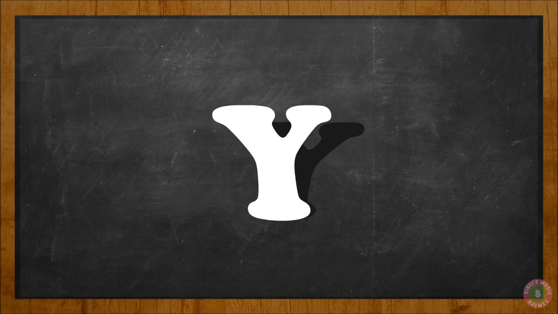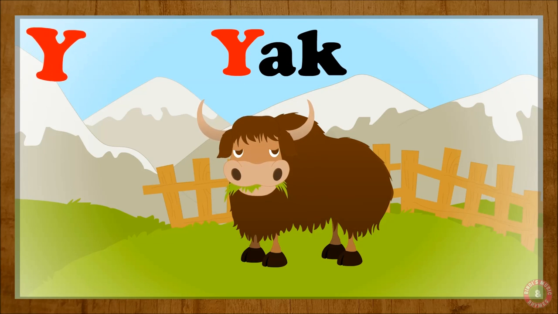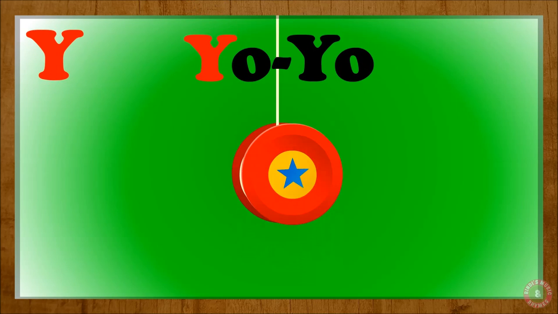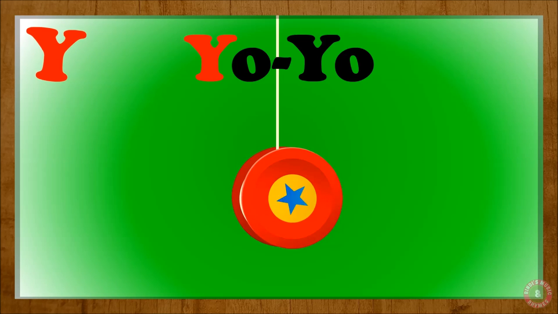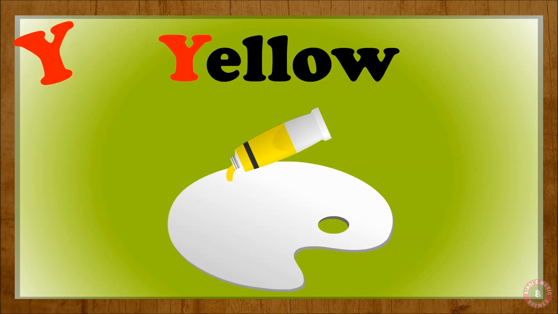Let's do the letter Y. Y for yak. Yak. Y for yo-yo. Yo-yo. Y for yellow.